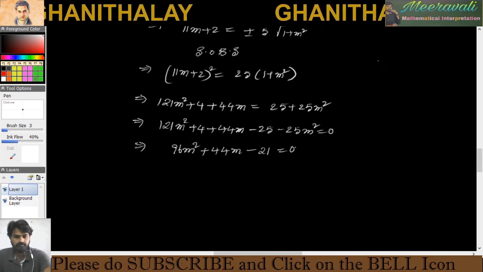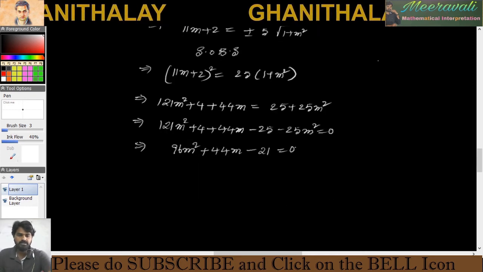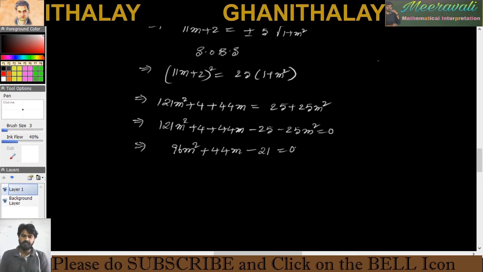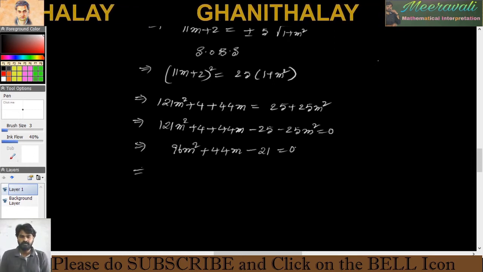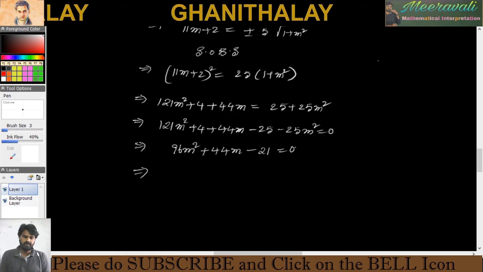Okay, this is the quadratic equation in the variable m. So to solve this one you can use the factorization method.